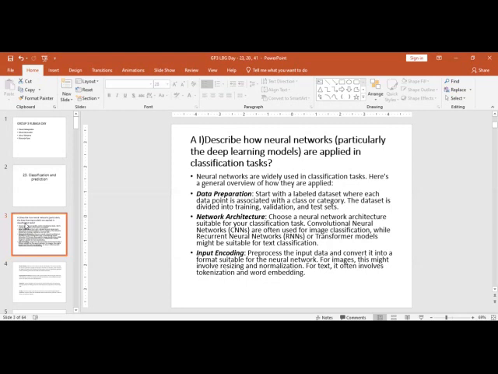The next is input encoding. We have to preprocess the input data and convert it into a format suitable for the neural network. For images, this might involve resizing and normalization. For text, it often involves tokenization and word embedding.